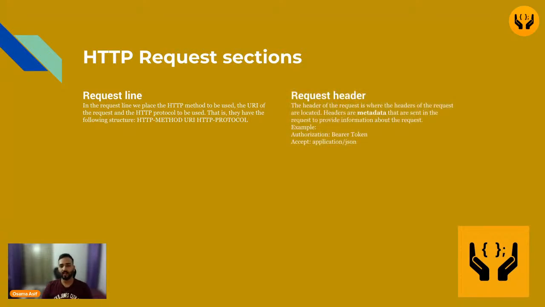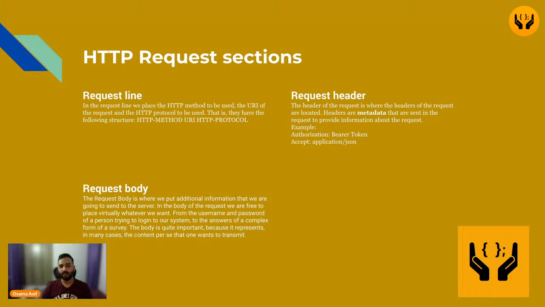After that we have our request header. In the header we usually pass our bearer tokens, for making authorization calls, and we also define what type of request it is, like an application JSON request or an XML request. We define these parameters in the request header.